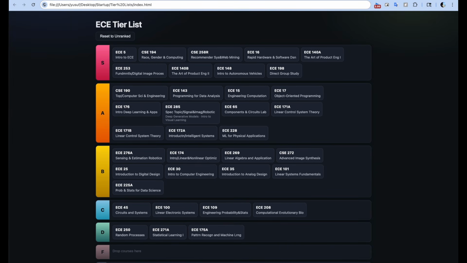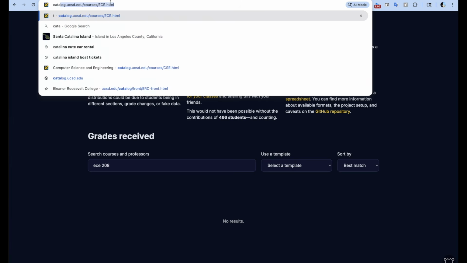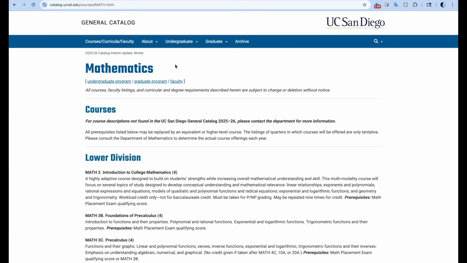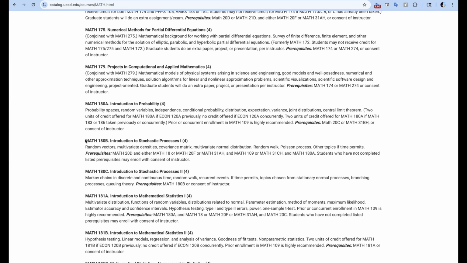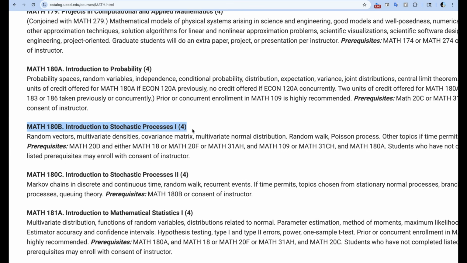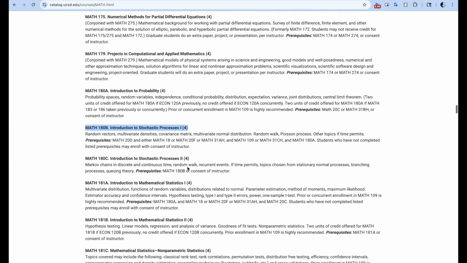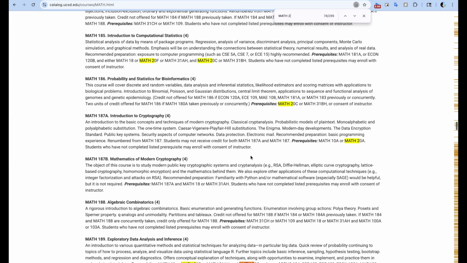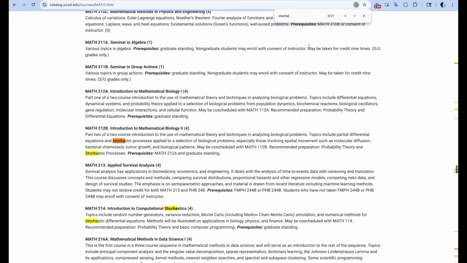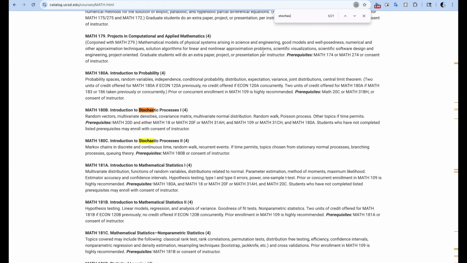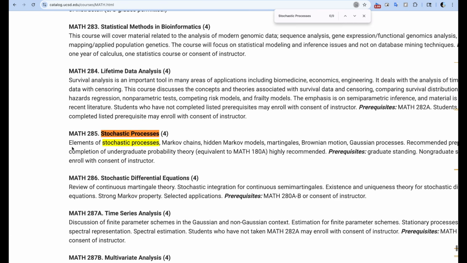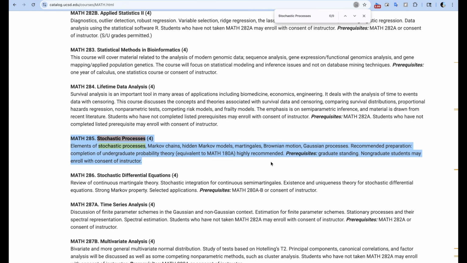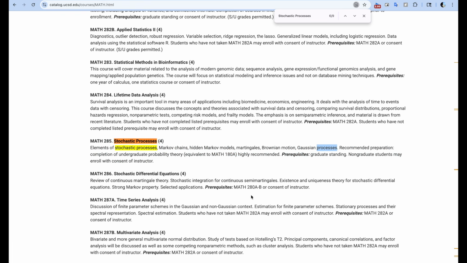As a bonus, I will also talk about one last class that's not listed here, which is basically stochastic processes. I believe it's math. Let's see. Math 180B, I believe I took. I think, no, it was not this one actually. It was something else, Math 2-something. It was a graduate version. It was called stochastic processes. I'm just gonna see if there's a graduate version listed here. Yes, Math 285 goes over Markov models and chains and Gaussian processes.